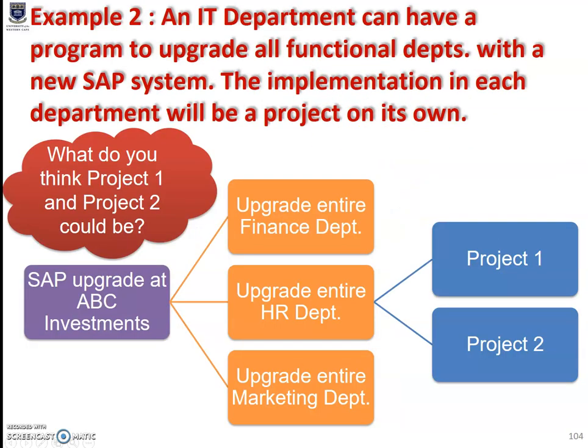So let's look at example two. An IT department can have a program to upgrade all functional departments within a SAP system. The implementation in each department will be a project on its own. So what do you think project one and project two will be? Discuss this with your fellow students and see if you can come up with project one and project two.